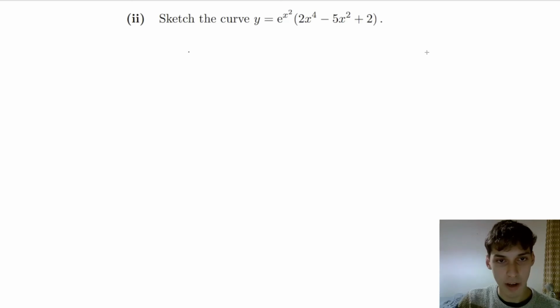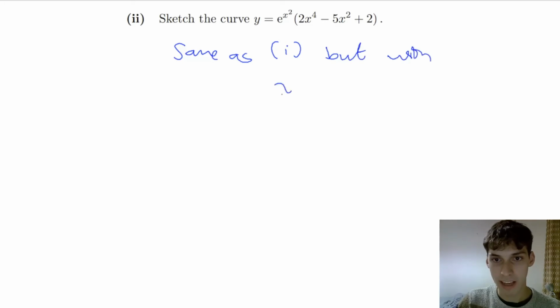This is kind of same as the first, but with x squared rather than x.